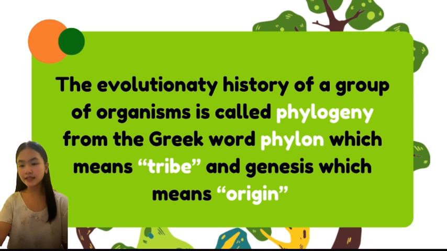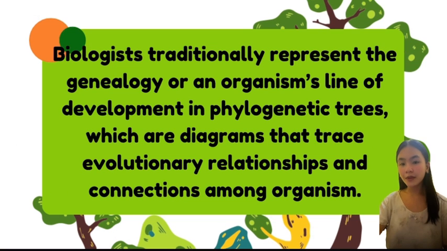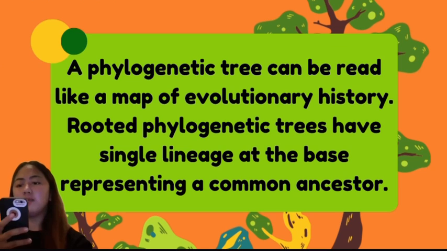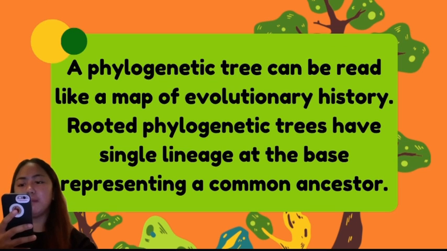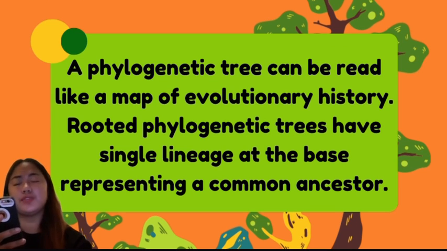The evolutionary history of a group of organisms is called phylogeny, from the Greek word phylon, which means tribe, and genesis, which means origin. Biologists traditionally represent the genealogy or an organism's line of development in phylogenetic trees, which are diagrams that trace evolutionary relationships and connections among organisms. A phylogenetic tree can be read like a map of evolutionary history.